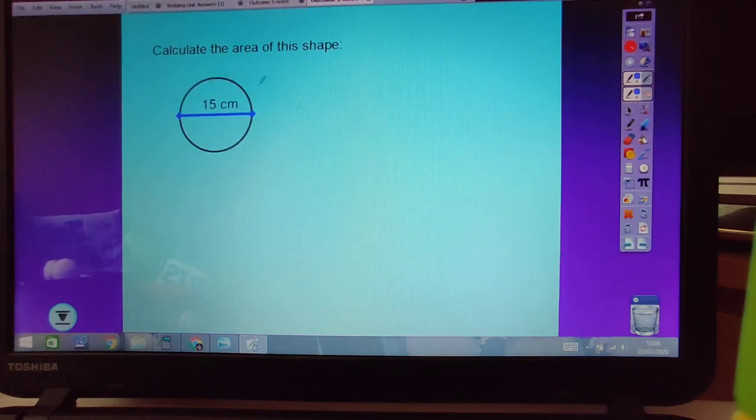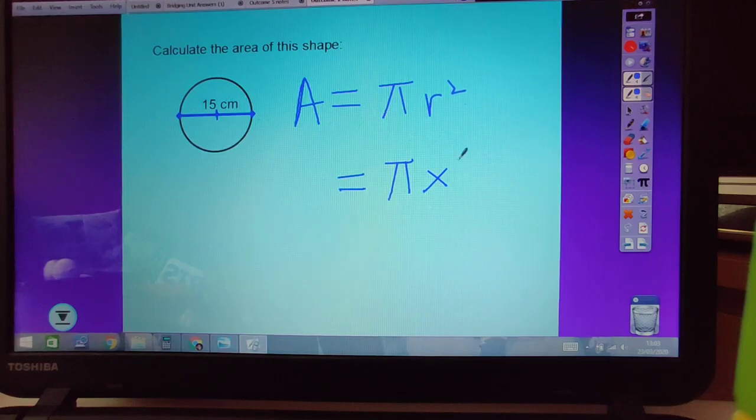To calculate the area of this shape, we have to recognise again it's area. It's a circle. Area of a circle is pi times the radius squared. Pi is a special button on our calculator, a number of 3.14159. R is your half line going from the centre to the outside. That's the diameter. So if we half that, we get 7.5.